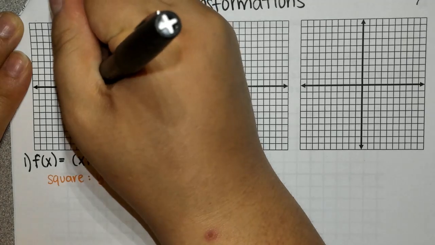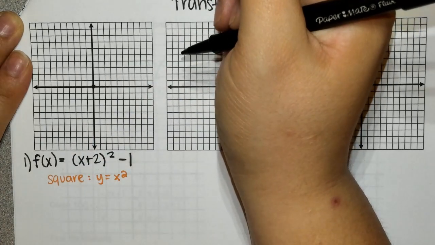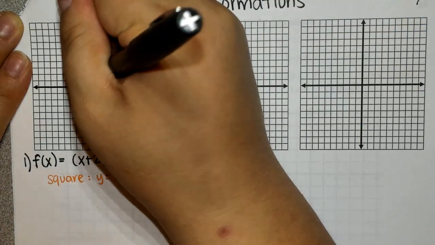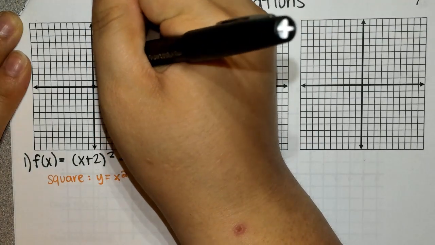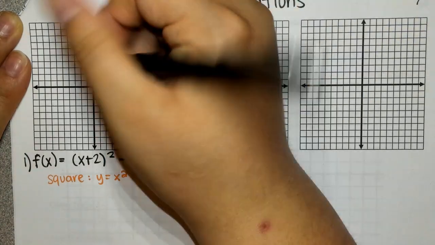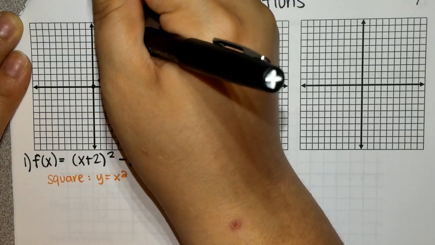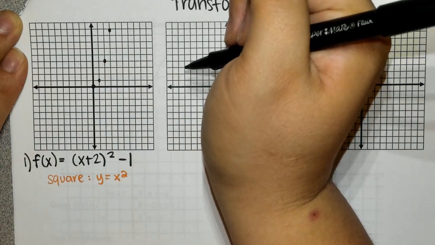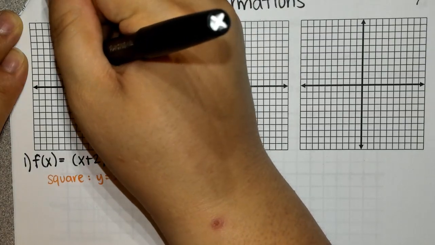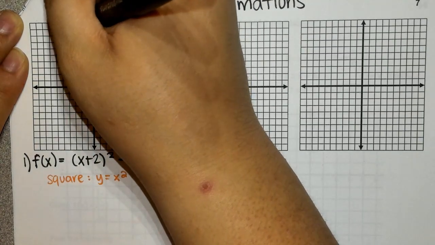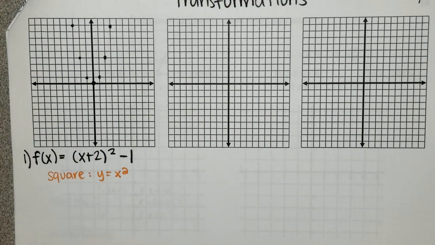So I'm going to plot 0, 0. What's 1 squared? 1, 1. What's 2 squared? 2, 4. And 3 squared. And then negative 1 squared, negative 2 squared, and negative 3 squared. Again, I'm not connecting them. I am just plotting those points of the parent function.